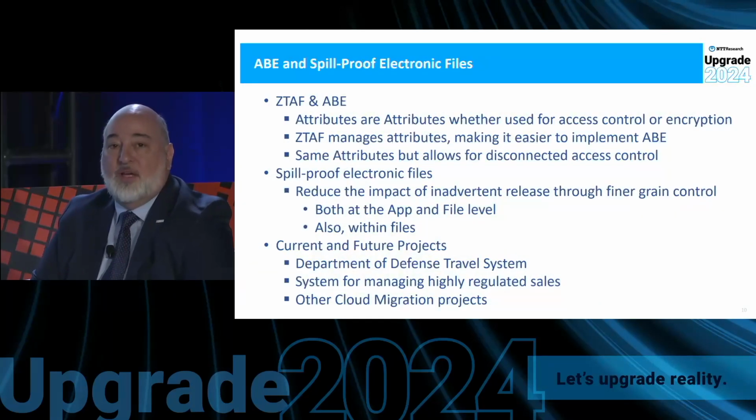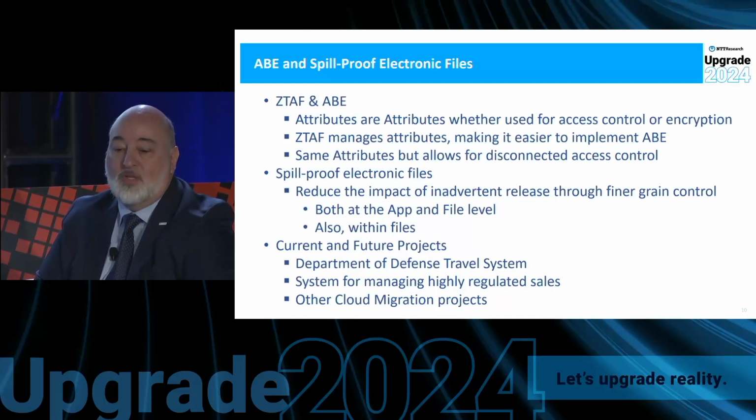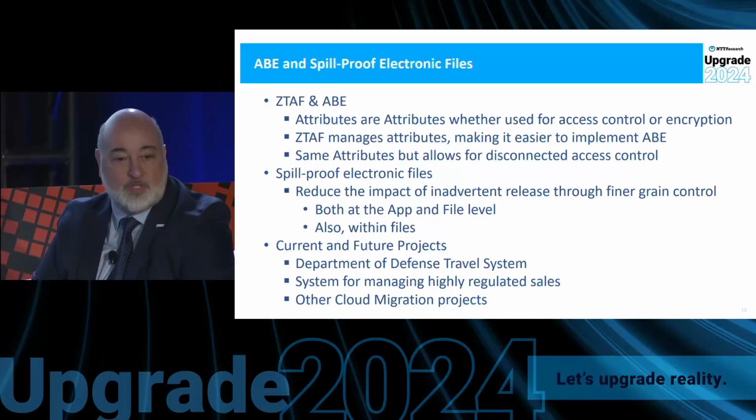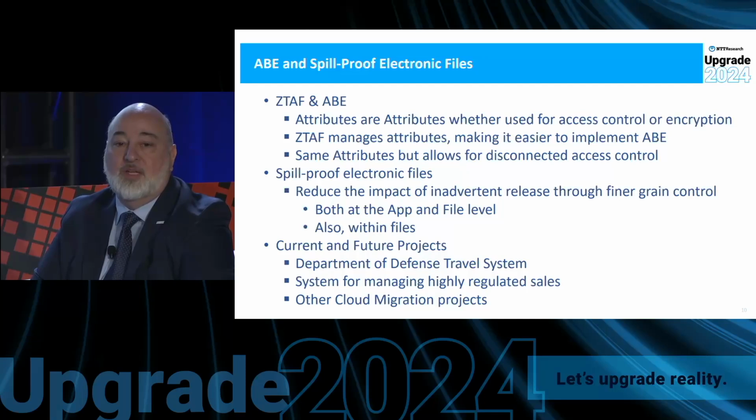So how does our Zero Trust Application Framework and attribute-based encryption work together? Well, attributes are attributes, whether you're using them for access control or encryption. So if you have a framework for managing the attributes, how those attributes are used, and how those policies are created, then it's just a matter of extending that same framework, which is what we've done, so that it can be used for building attribute-based encryption into the electronic files. We're calling this spill-proof electronic files.